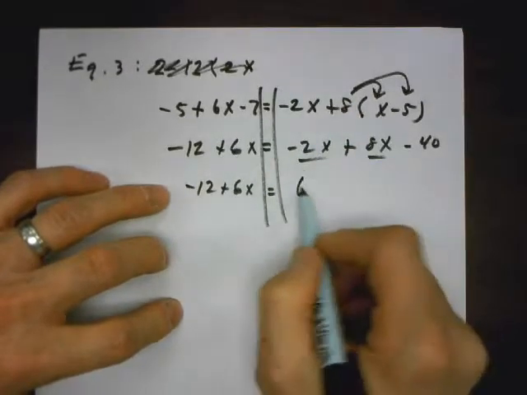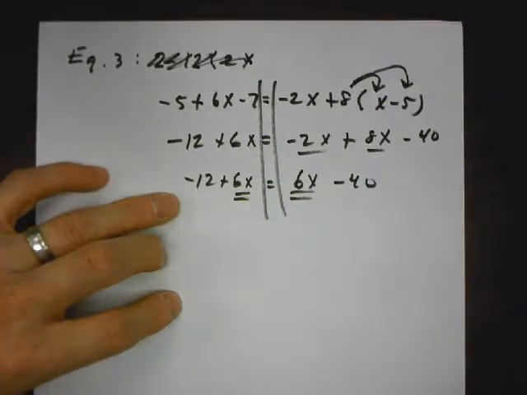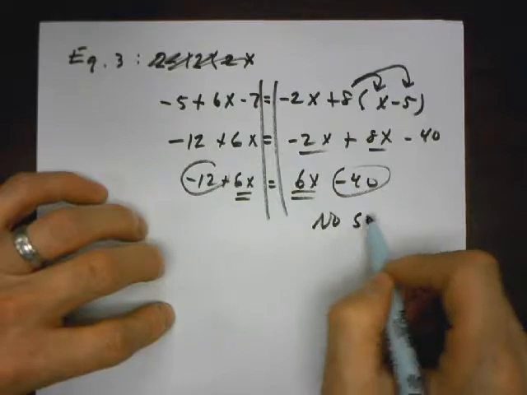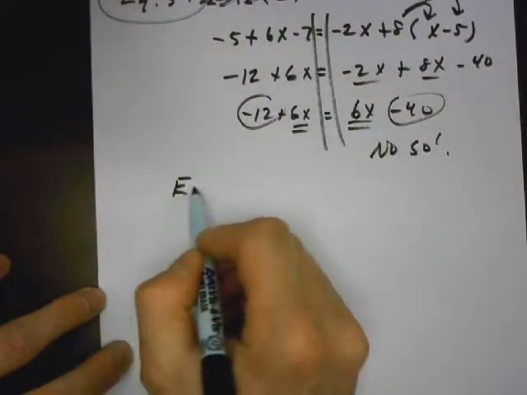If I have 8 x's and I take away 2 of those x's, I have 6 x's left. I see that I have the same coefficients and different constants. That has no solution. So, equation 3 is one of my answers. Let's check equation 4.